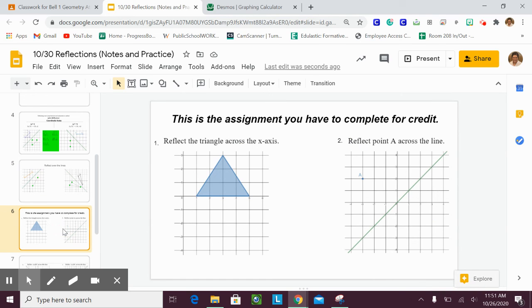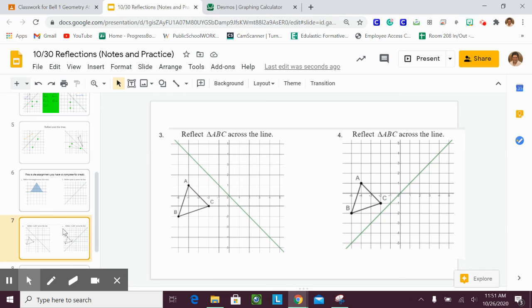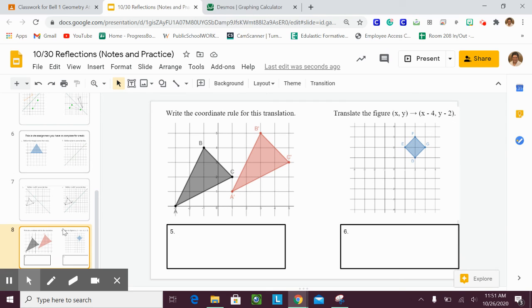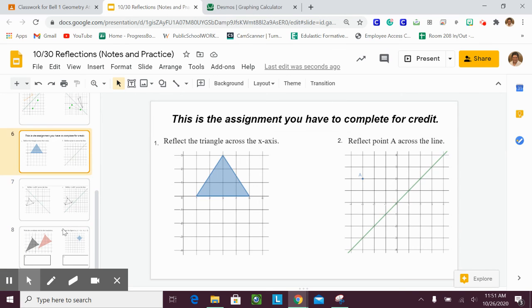Okay, so now you need to do numbers 1, 2, 3, 4, 5, and 6. Those are the ones that you have to do that I'm checking for points.